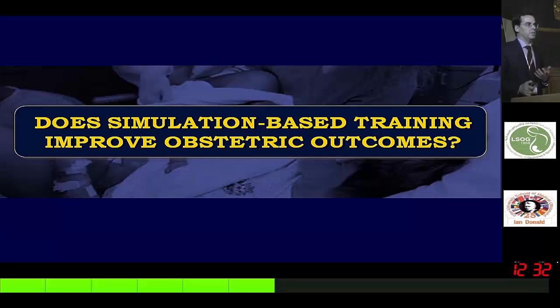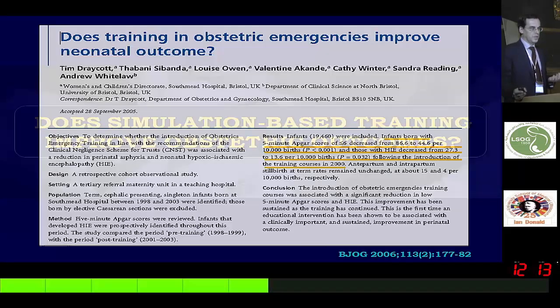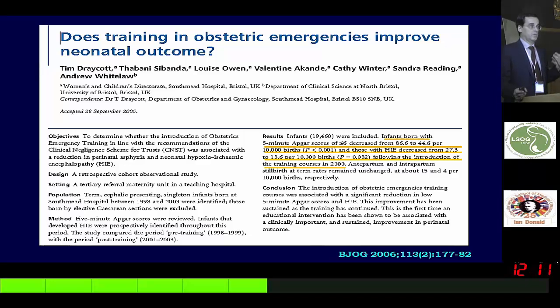Now, you may be thinking, okay, this is maybe very useful, a lot of fun and people actually gaining some more experience, but it doesn't make a difference to outcomes. It's not the fact that people go to these simulation courses actually change outcomes. Well, there is a lot of evidence that it does. There's evidence from observational studies carried out in 2005 that it makes a difference.